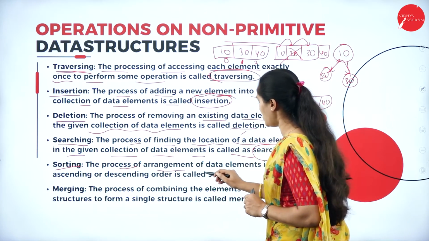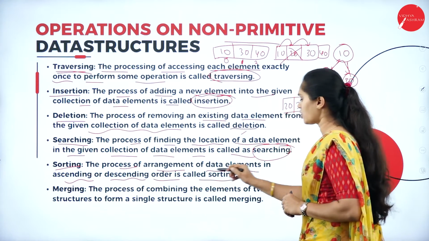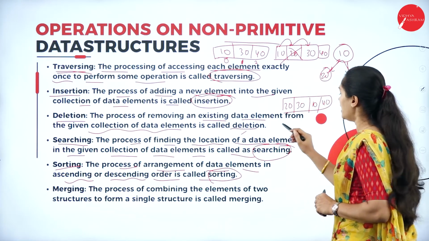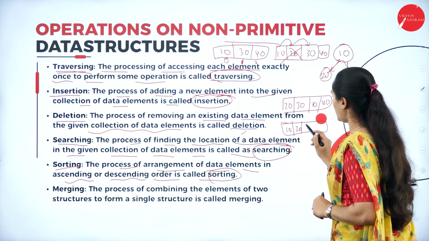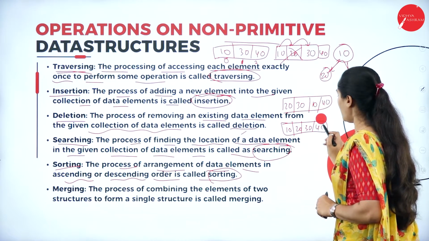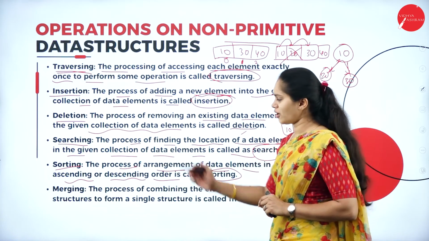The process of arrangement of the data elements in ascending or descending order is called sorting. So here if I apply sorting, then what will be my result? 10, 20, 30 as well as 40. So this is how we are going to work with a sorting operation.